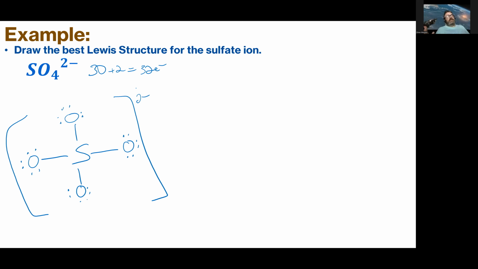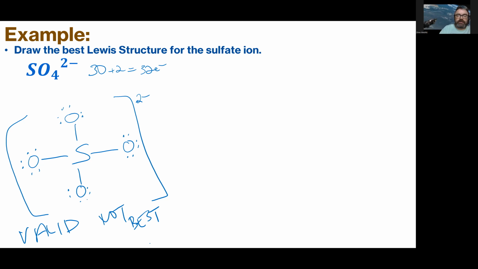And we're going to look at this and we're going to say, okay, we don't have electrons left over. Our central atom has an octet. We've used all of our electrons. There's brackets and charge on this thing, so this should be good. This is a valid Lewis structure, but it's not the best, and it's not the best because of the formal charge.